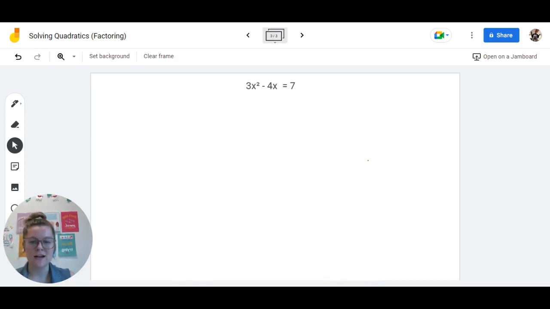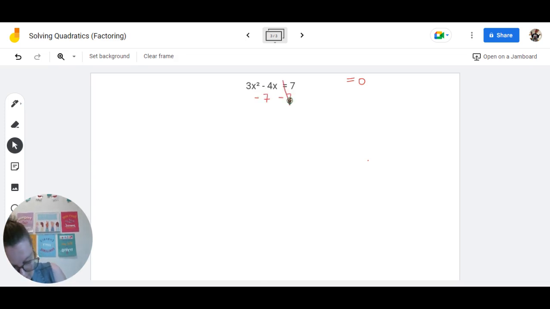So we have 3x squared minus 4x is equal to 7. Again, I have an x squared and an x, so I know I'm going to be using factoring. When I'm using factoring, I need to make sure that my equation is equal to 0. So because I have that 7 over there, I need to move it to the other side. When you're moving it to the other side, you are never going to multiply or divide. You are always going to add and subtract.